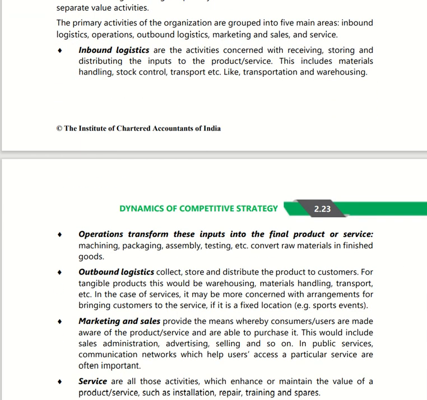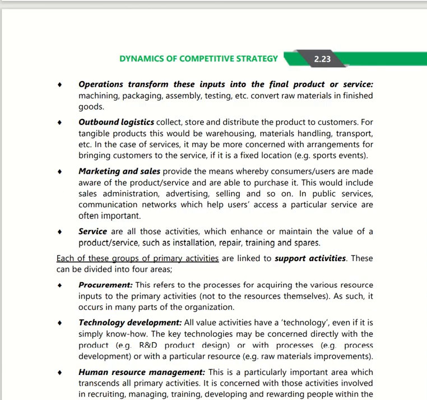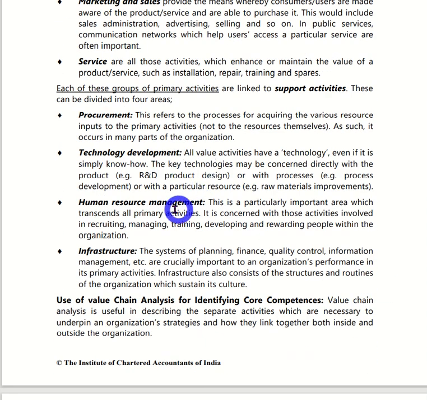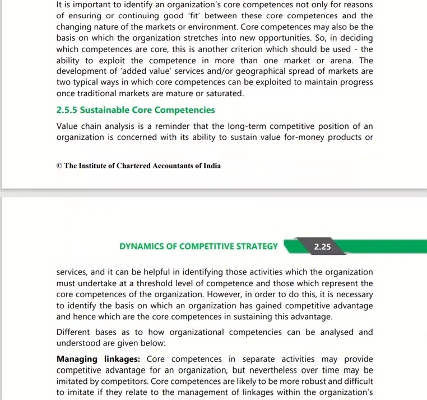So that's the importance which Michael Porter is trying to highlight, and also explains here the various concepts of primary activities as inbound logistics, operations, outbound logistics, marketing and sales and service, and then the support activities of procurement, technology development, human resource management, and infrastructure. And then use of value chain analysis for identifying core competence. The reason why we spend some time to understand value chain analysis itself is to try and know how can we use it in trying to identify core competencies.